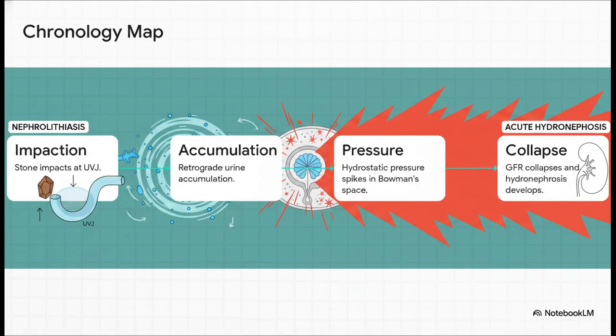Let's move along and see how this builds across our chronology map. Step 1, nephrolithiasis, so a kidney stone, impacts usually way down at the ureterovesical junction. Step 2, we get this massive retrograde accumulation of urine. Step 3, hydrostatic pressure aggressively spikes backward, all the way into Bowman space inside the nephrons. And finally, step 4, the glomerular filtration rate just completely collapses, and acute hydronephrosis develops. Actually, it's basically a retrograde wave of destruction.